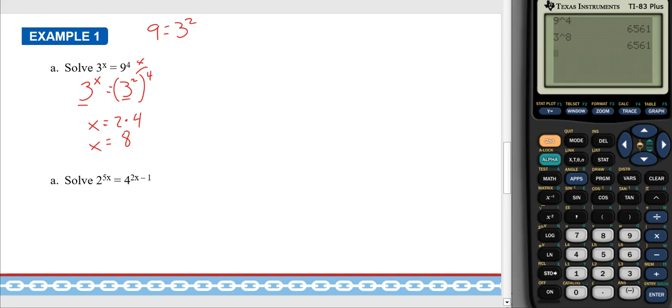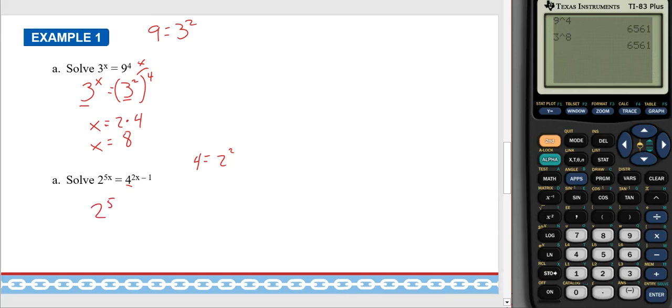I can sub in something for 4. I know 4 is equal to 2 squared. I need a base of 2 because I have a base of 2 on the left side. 2 to the 5x equals 4, which I can replace with 2 squared, to the 2x minus 1. I can then drop down the 5x equals 2 times 2x minus 1.